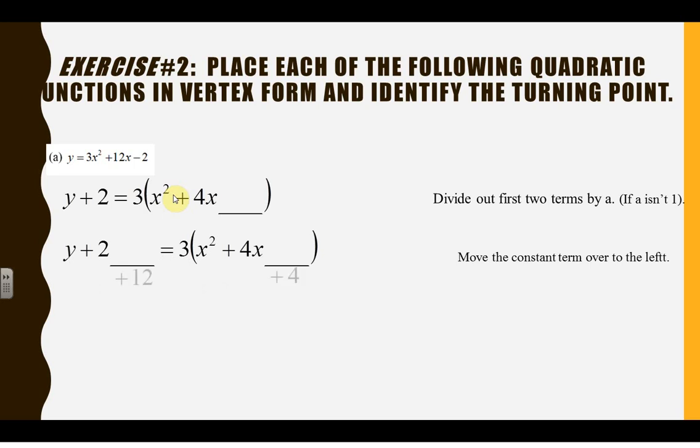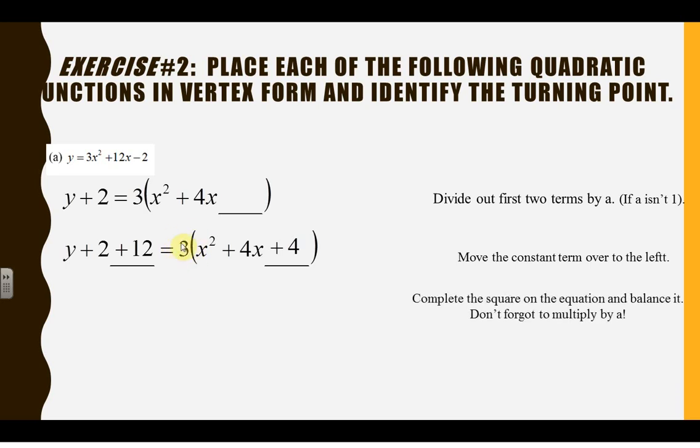4 divided by 2 is 2. 2 squared is 4. Whoa, why is that a 12? Because remember, you took out a 3, so 3 times 4 is a 12 over there. You got to keep everything the same. Don't you like how we anticipate your questions?